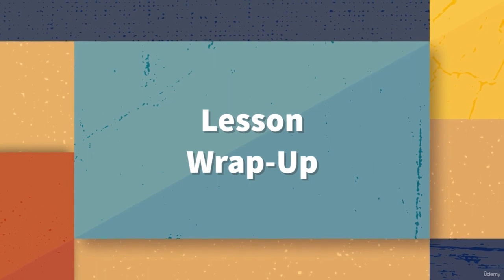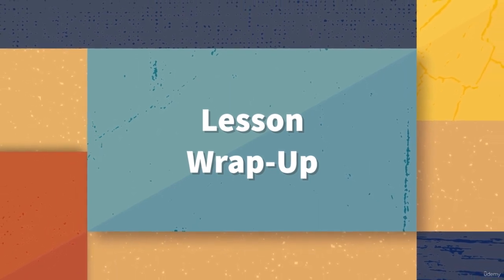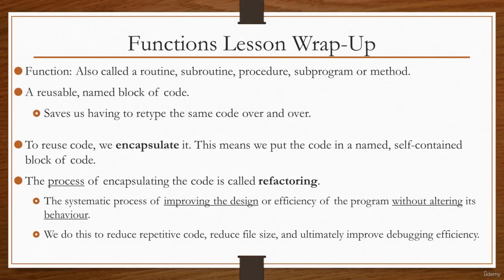In this video, I'm going to wrap up the lesson on functions. A function, also called a routine, a subroutine, a procedure, subprogram, or a method, is a reusable named block of code, which basically saves us from having to retype the same code over and over again. I mentioned it's called a function or a routine or a method. Now, for the most part in C++, we stick to functions. In some texts and in some other courses, you may come across these other terms.